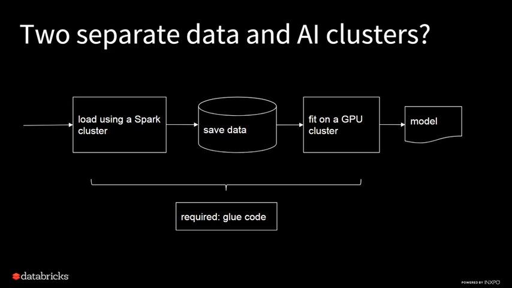So one simple answer is you just have two different clusters, right? You have a Spark cluster, you have a GPU cluster, and you use Spark to load the data and save the data in a format that can be loaded by the distributed deep learning framework. And then you fit a model on a GPU cluster, and then you output the model. But as a data scientist, you need to maintain the glue code between the two jobs, one on the Spark cluster and one on the GPU cluster.